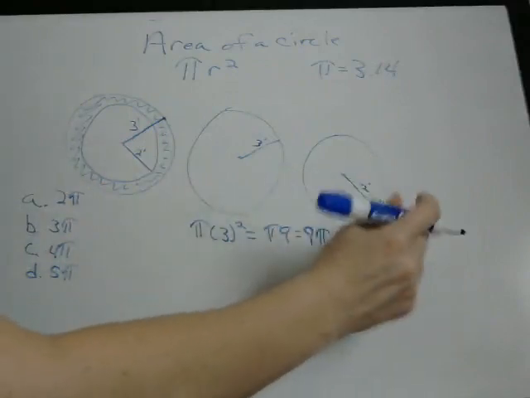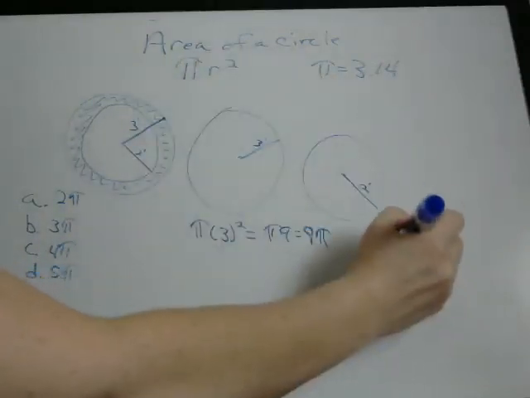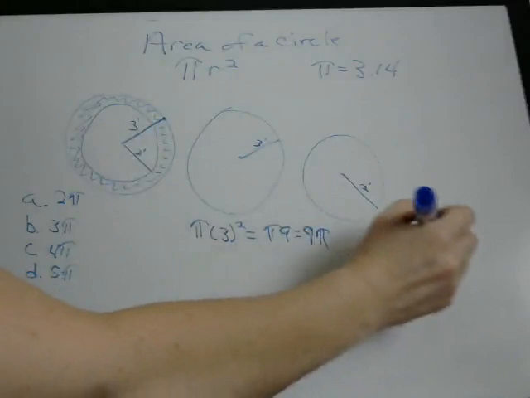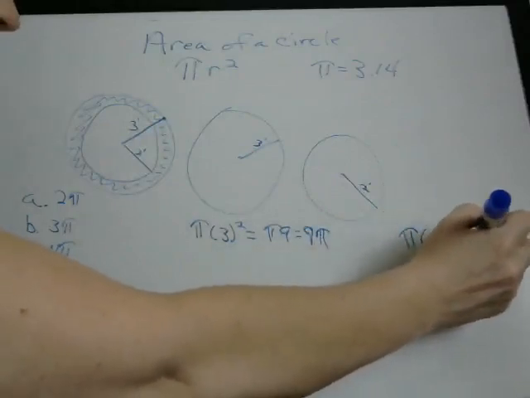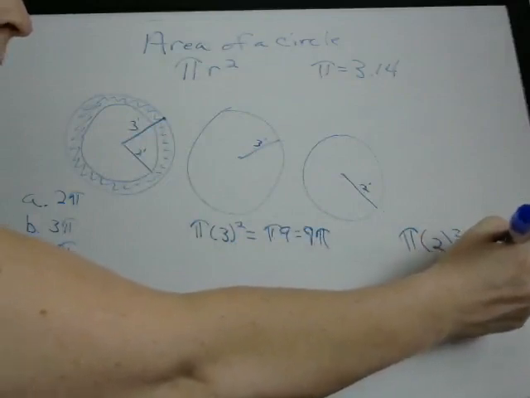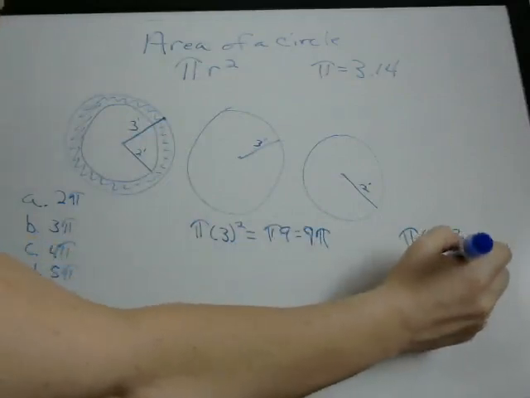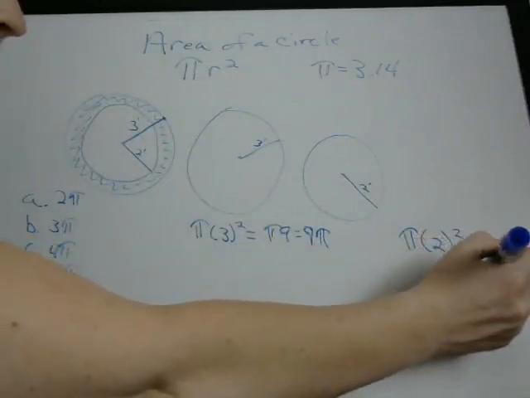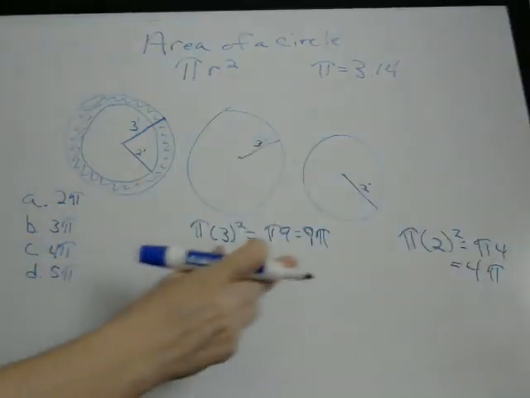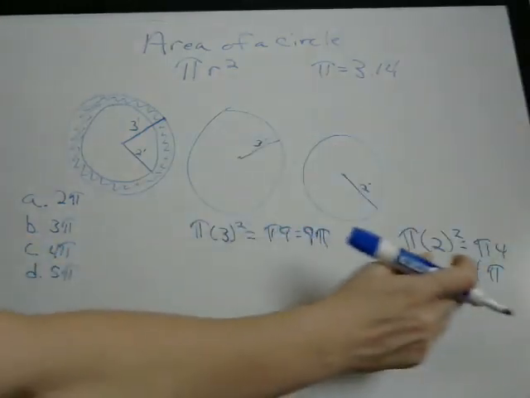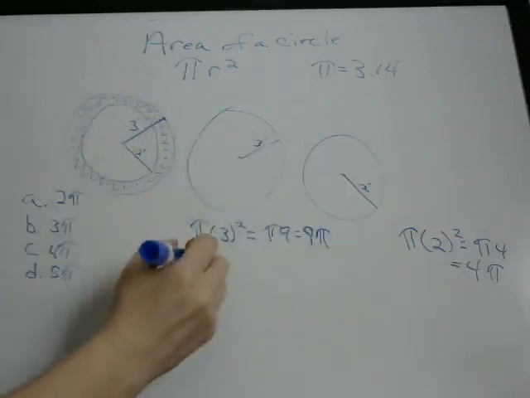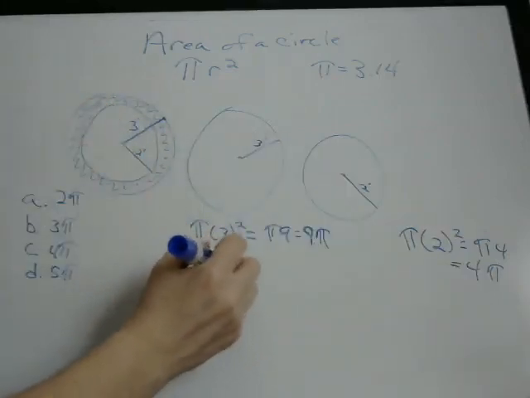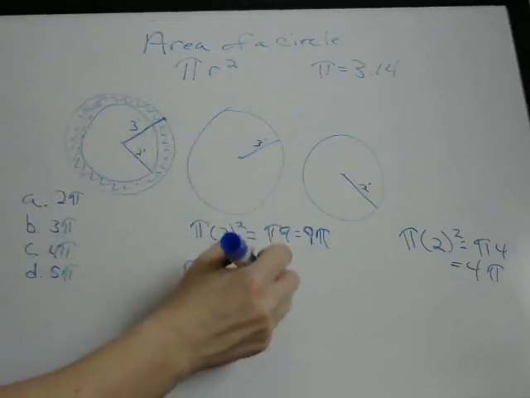What's the area of the smaller circle? Pi r squared. Pi, the radius is 2. So it's pi, 2 times 2 is 4. So that equals, we're going to write it as 4 pi. So here we have the larger circle is 9 pi. The smaller circle is 4 pi. So to get the outside edge, we're just going to subtract those two. 9 pi minus 4 pi.